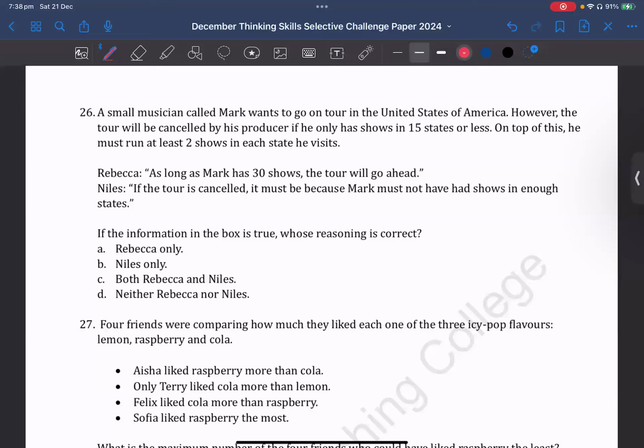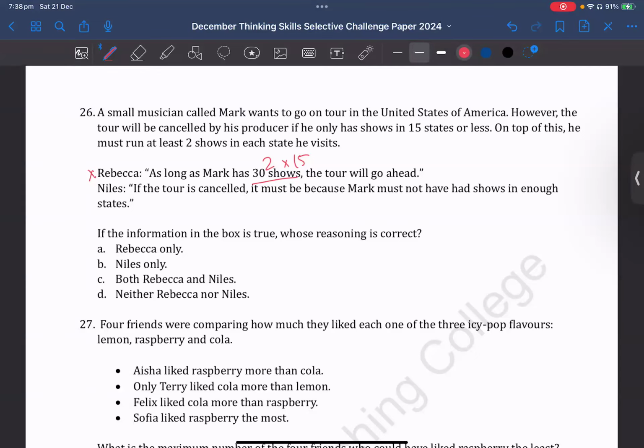So the tour will be cancelled if he has shows in 15 states or less, and he has to have 2 in each. So as long as he has that, the tour will go ahead. This is wrong. Now this maths is done by 2 times 15. But, for example, Taylor Swift, if she comes here, she only has like 2 shows in Sydney, 3 in a different town, but she might have none in Western Australia. Just because she has 6 shows doesn't mean she's covering all the states. It could just be all in Sydney, something like that. So this is actually incorrect logic.